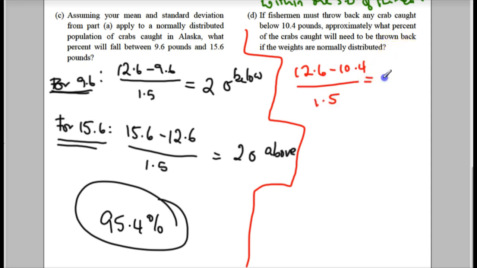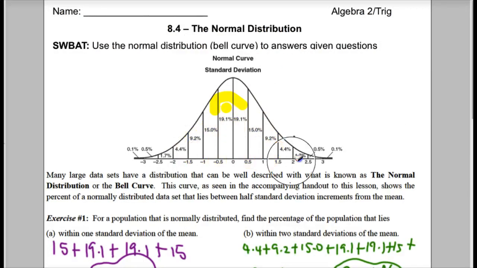So this works out to be 1.4666 and so on, which is approximately 1.5 standard deviations below. So anything that's below the 1.5 standard deviations, that's what we need to throw back. So back to my chart, I'm looking for 1.5 right here. So anything that's this side of it, below it, because it's 1.5 below, is going to be thrown away. So there are 1, 2, 3, 4 numbers that I needed to add.